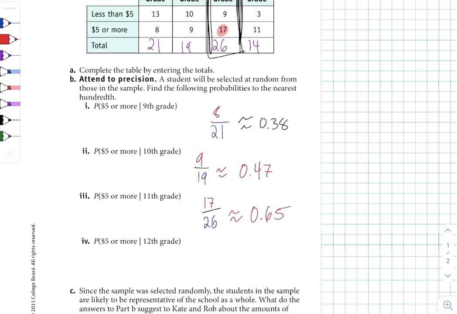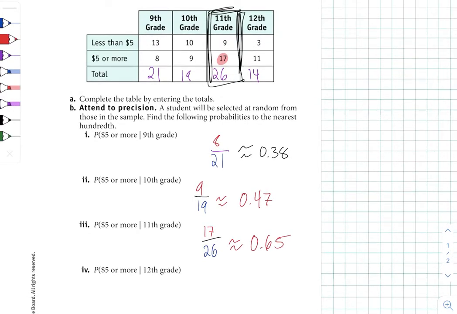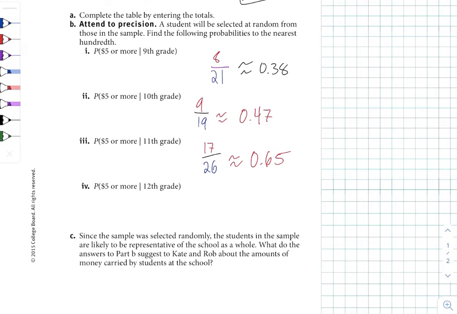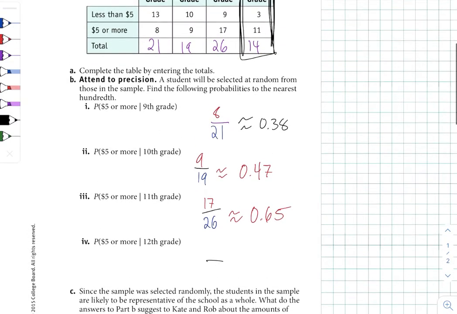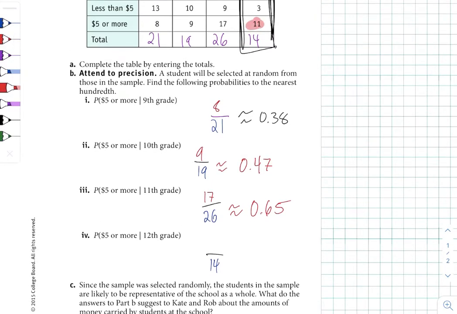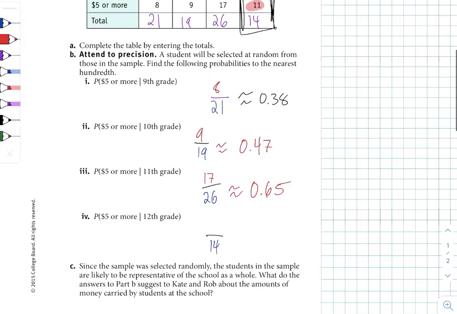All right, next question, same thing, but we're changing our condition. Our condition is now, we know that they're definitely a 12th grader, so we're going to go ahead and focus in on that 12th grade area of that table, and the total amount of 12th graders in this case is 14, so that's going to be my denominator. And out of those 12th graders, we know that 11 of them have $5 or more, so 11 out of 14, and that rounds to approximately 0.79.